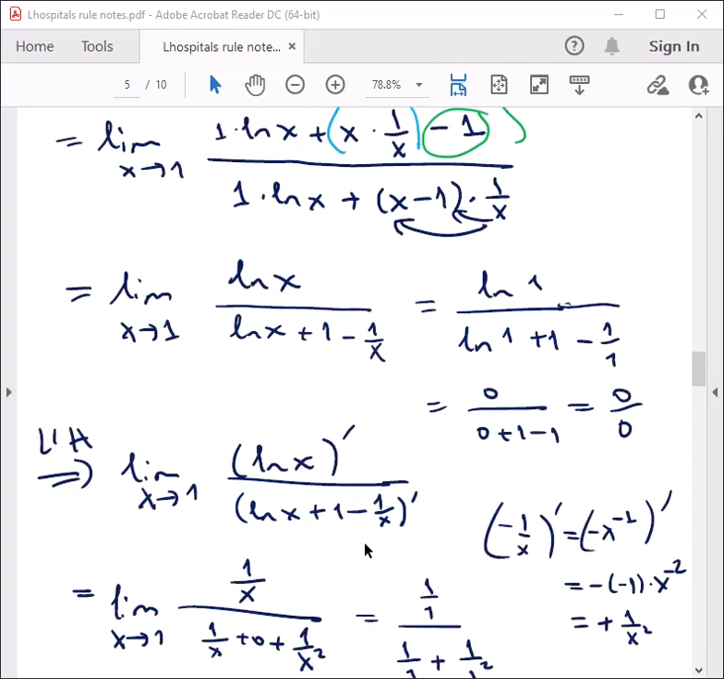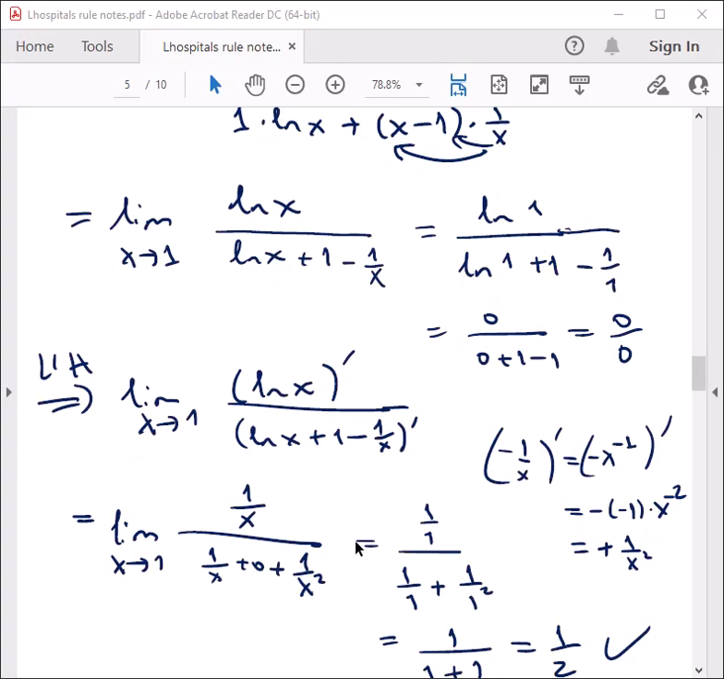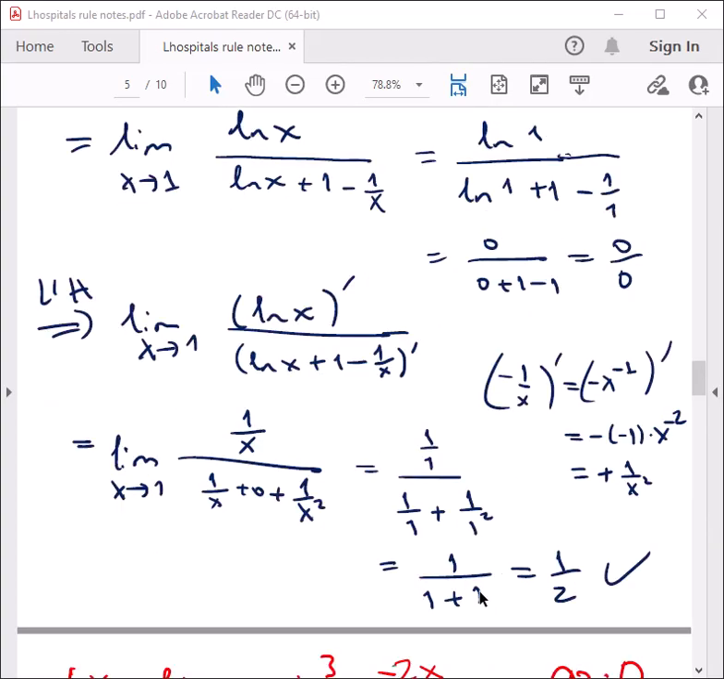Derivative of ln of x is 1 over x, derivative of ln of x is 1 over x, derivative of 1 is 0, derivative of minus 1 over x is minus minus 1 over x squared, so it's going to be plus 1 over x squared. When we let x go to 1, we will have 1 over 1 divided by 1 over 1 plus 1 over 1 squared, which gives 1 over 1 plus 1, 1 over 2.